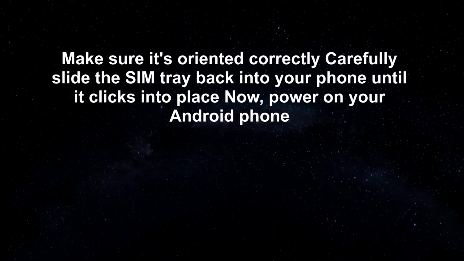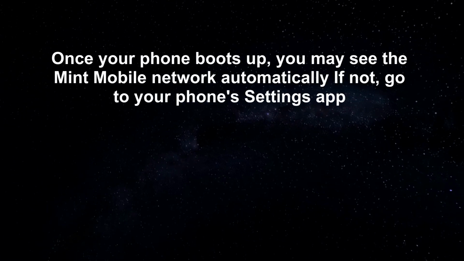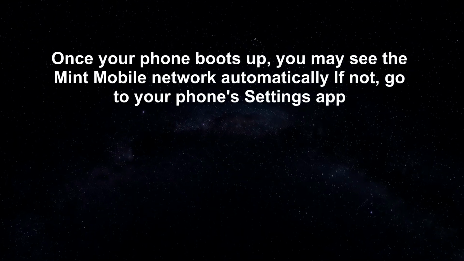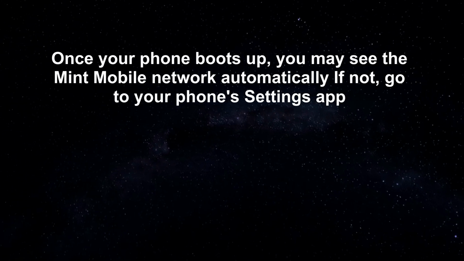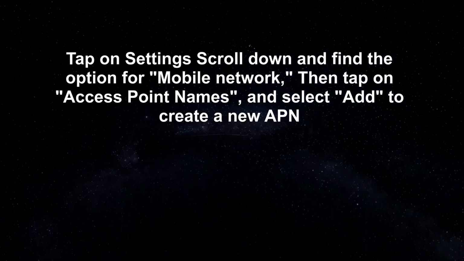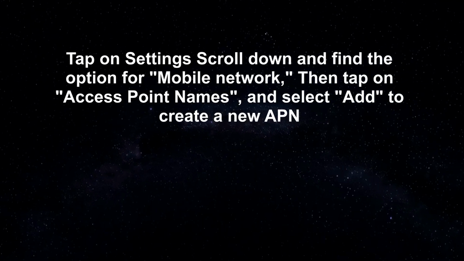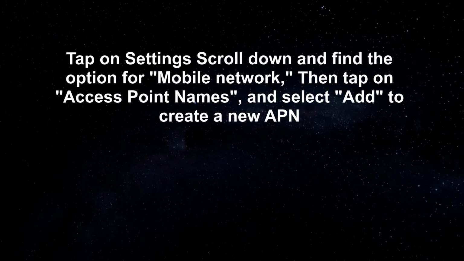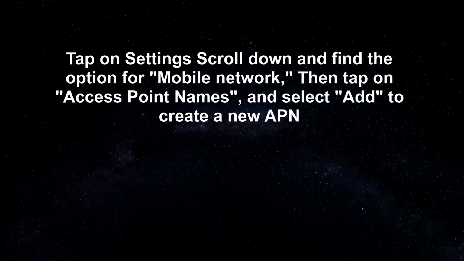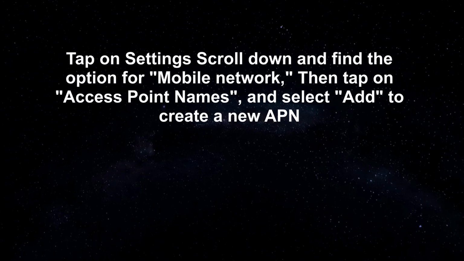Now, power on your Android phone. Once your phone boots up, you may see the Mint Mobile network automatically. If not, go to your phone settings app. Tap on Settings, scroll down and find the option for Mobile Network. Then tap on Access Point Names and select Add to create a new APN.